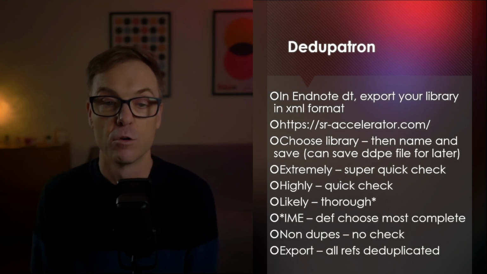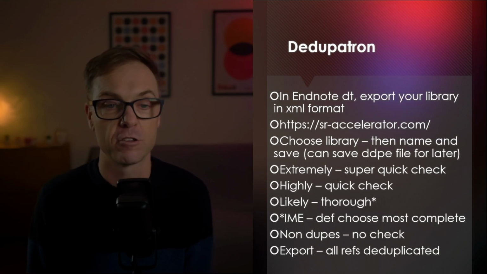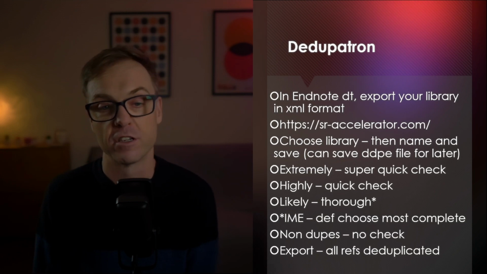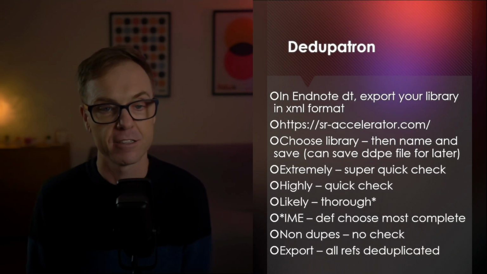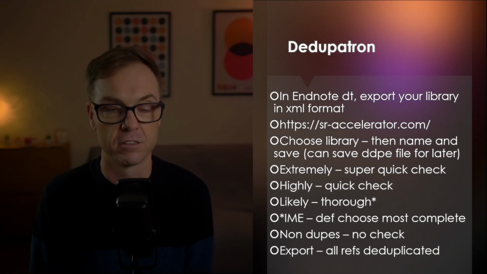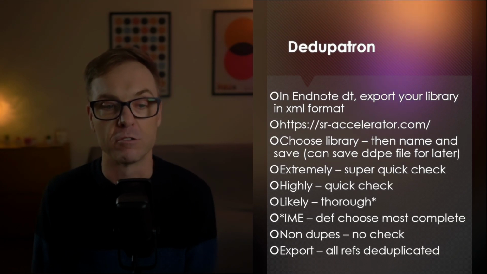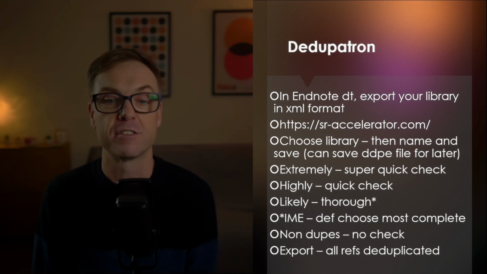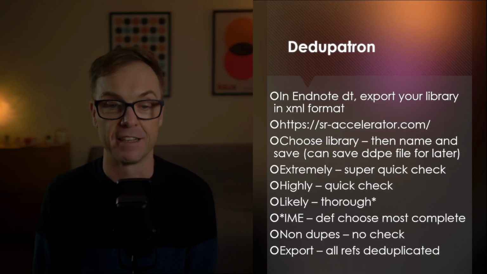In particular, what you want to do is make sure that the record that it chooses to keep is the one that's the most complete. And lastly, you have non-duplicates, and you don't need to check those. And when you've gone through all those categories, you can hit export all refs deduplicated, and you want to save that file. So I'm just going to show you that now.